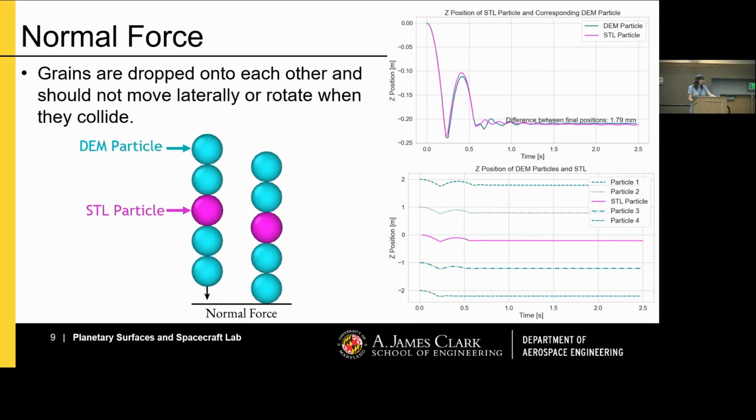And then finally, in our normal force simulation, we have a bunch of particles stacked on top of each other, and we let them fall under gravity, and they should not move or rotate laterally when they collide. Again, note the small difference between the final positions. The pink grain there was either an STL particle or a DEM grain. The final difference between the position of that grain is on a millimeter scale, and the particles here were meter-sized particles. So it's a very small difference.